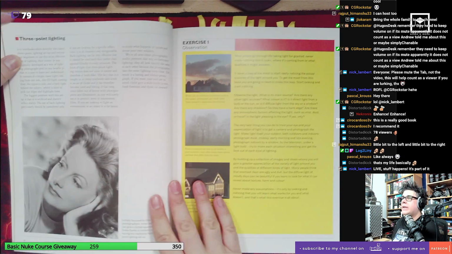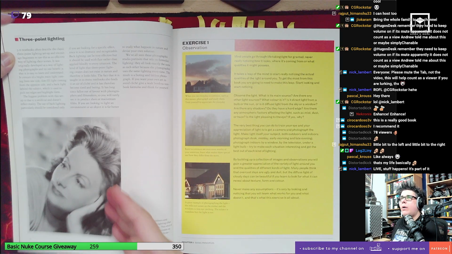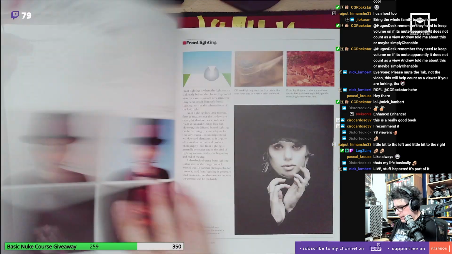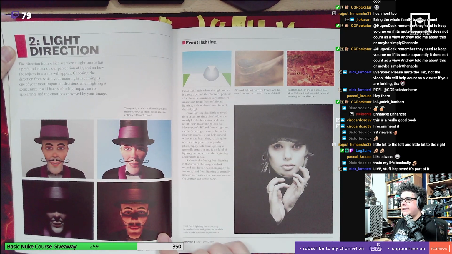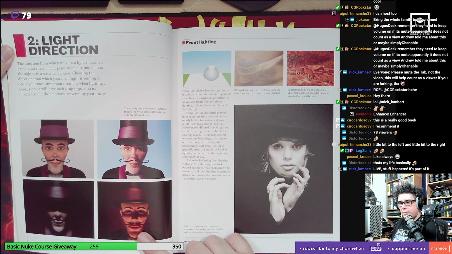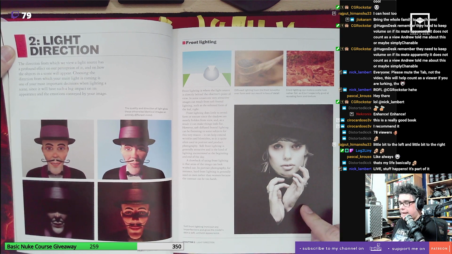It gives you some exercises as well. It already talks about 3-point lighting as well. And of course, lighting direction. I hate these CGs that they have in the book, by the way. They are horrible. Look at that. But it gives you a lot of examples of light direction.